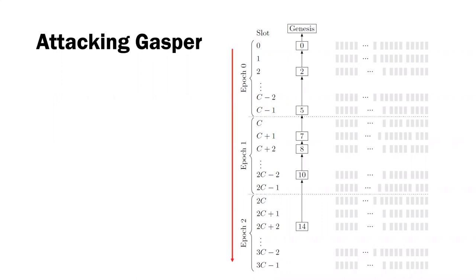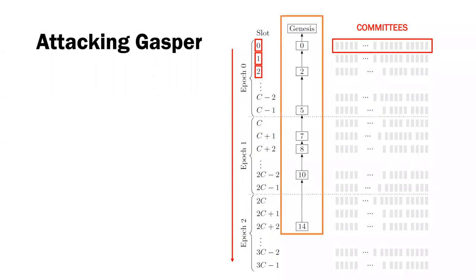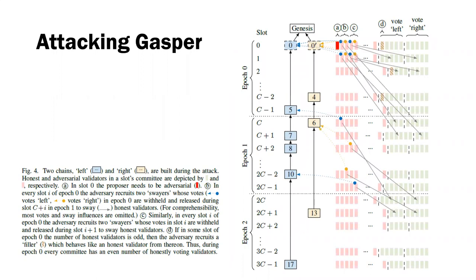Gasper proceeds in epochs, which are further subdivided into time slots. Each slot has a randomly selected committee. Slot by slot, blocks are proposed and approved to grow the full available ledger based on the rules of LMD Ghost. Epoch by epoch, the finalized prefix is grown based on the rules of Casper FFG. The goal of our attacker is to build out two chains with equal number of votes so as to stall consensus. Note, for each committee, a few of its members are adversarial, but most of its members are honest.